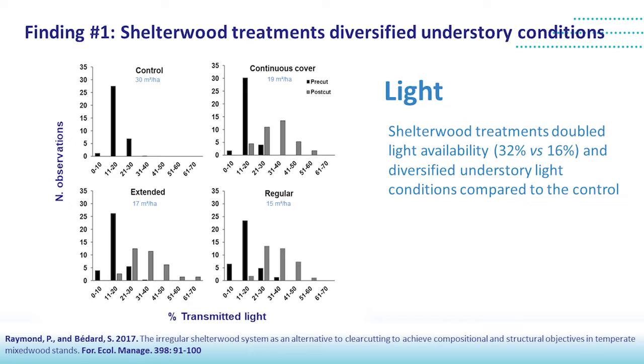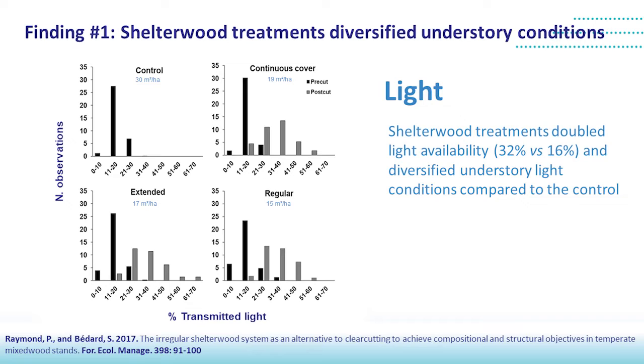So the first finding is that the shelterwood treatments diversified the understory conditions. Here we have a graph showing the light conditions right after the treatments. You can see here on the control graph that the light conditions were really poor, quite low, barely reaching 30% light in some areas, while the average was 16% light, which is quite low to regenerate the species we want to regenerate, even the shade-tolerant ones.